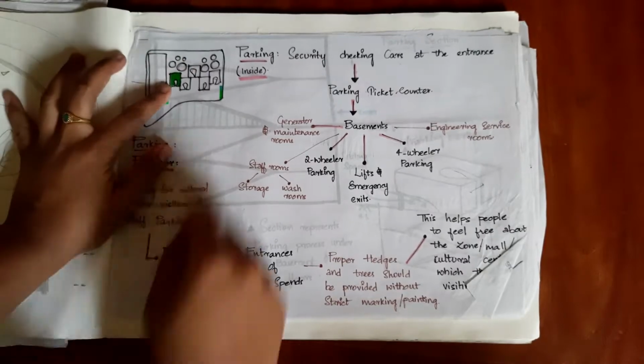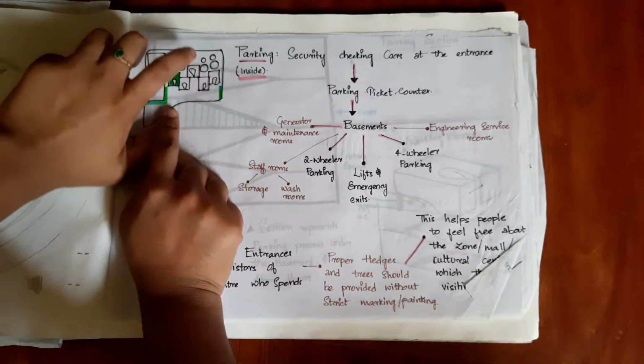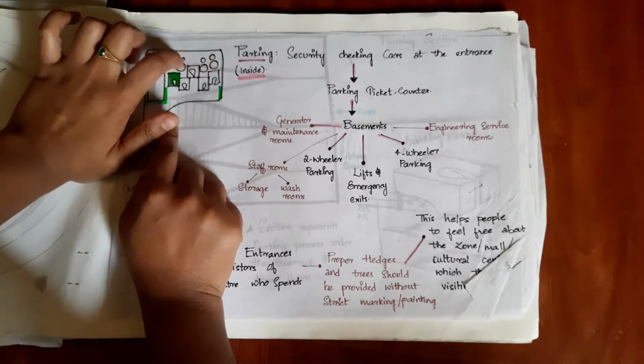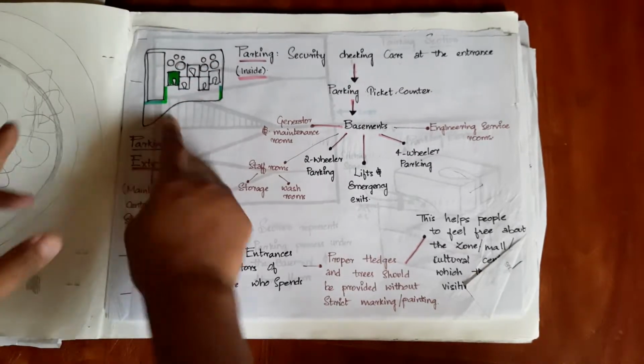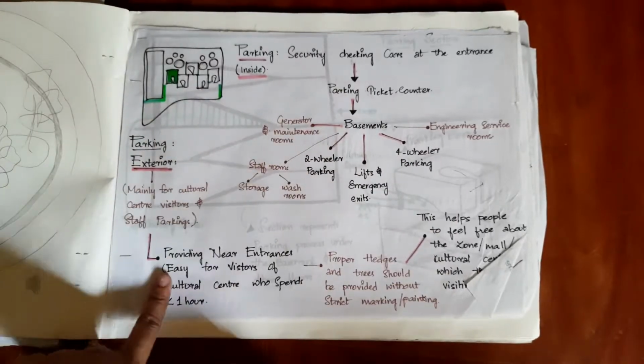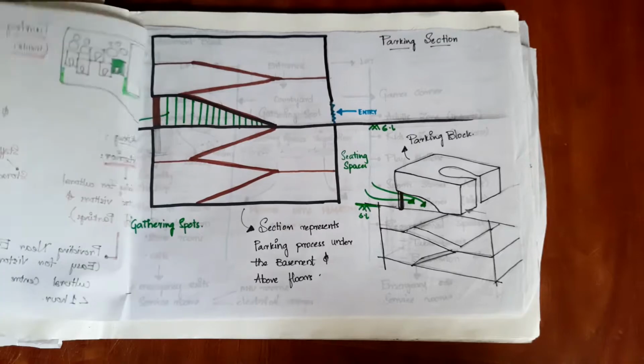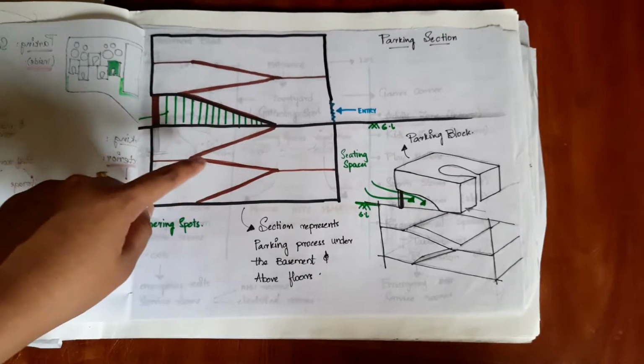The third layout will be having 5 particular blocks, and each block will be having some functionality. The first block, which is completely green color, is the parking one, and I've given all the details of what is happening in the parking and all. And then the sectional view of this parking.